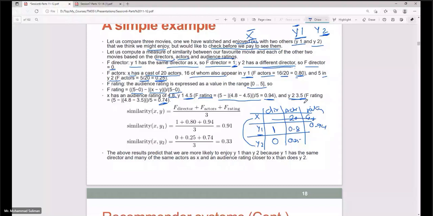Now we'll calculate the similarity. We'll take these three factors, first with X and Y1. What are the values? 1 plus 0.8 plus 0.94, divided by 3, since we are taking three factors.